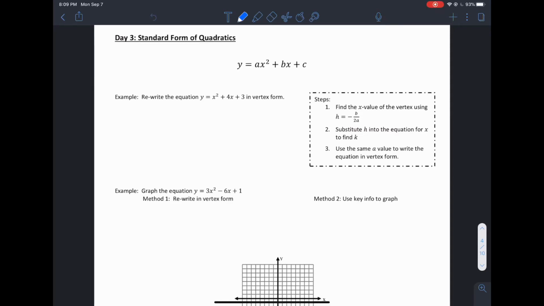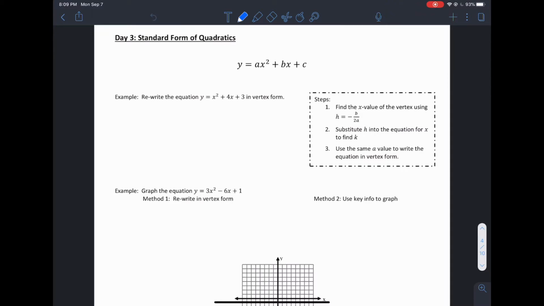Hi everybody! So today we're going to look at the standard form of a quadratic function. Our goal today is to be able to make it in vertex form, and we want to be able to graph it, okay? It's pretty simple, we just have to find the vertex first, okay?